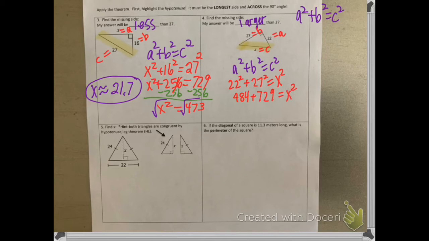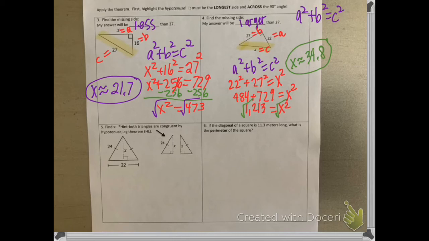If you add these together, you get 1,213 is equal to x squared. And then lastly, take the square root of both sides. So when you type this into a calculator, 1,213 hit square root, you should get approximately 34.8 rounded to the nearest tenth. And again, that makes sense because it's larger than 27.